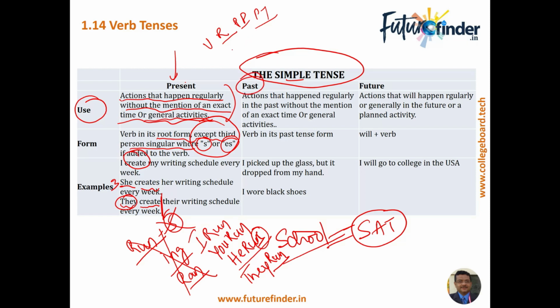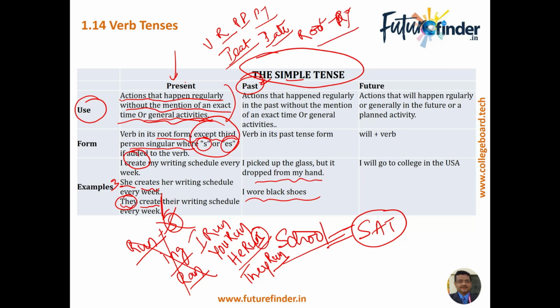So essentially that would mean that I eat, that means generally I eat regularly, every day, would become I ate. Okay, and that is how it is. So I wore black shoes, I sat beside the window, things like that. I picked up the glass, but it dropped from my hand. I wore black shoes, things of that sort. Only the past tense of the verb is used. How about the future?